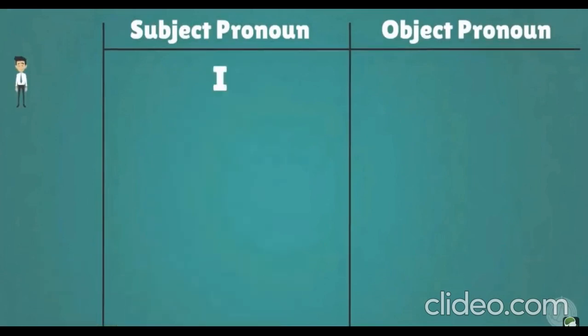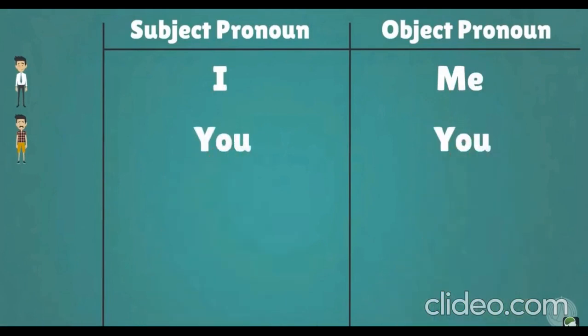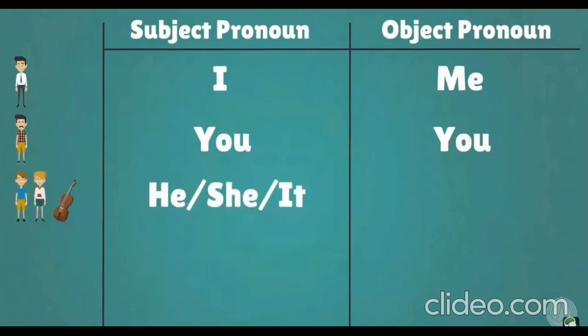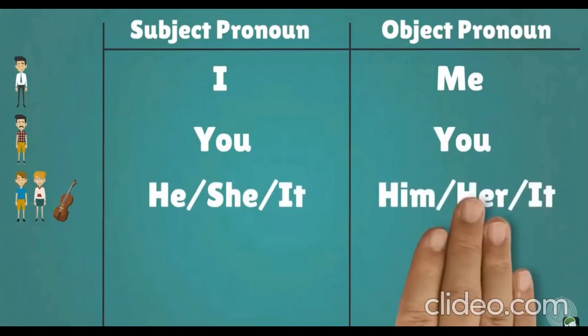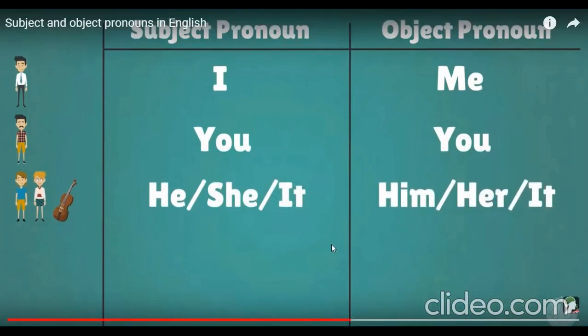I, me. It's here, me. You. He, she, it: him, her, it. Here we summarized them as he, she, it. He becomes him, she becomes her, it stays it. So "you" and "it" stay as they are. You, it, they stay the same, whether as subject pronoun or object pronoun.